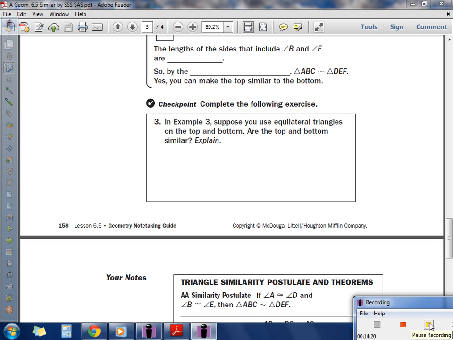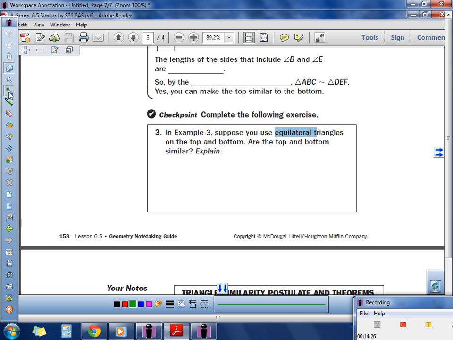All right, this checkpoint's a little bit different, but if you understand equilateral triangles, it's not bad. It says, think back to that bird feeder in which you had 2 different triangles stacked on top of each other, but now you have equilateral. So I'll draw them kind of shaped a little bit different. That's definitely not equilateral. Let me do that one more time.